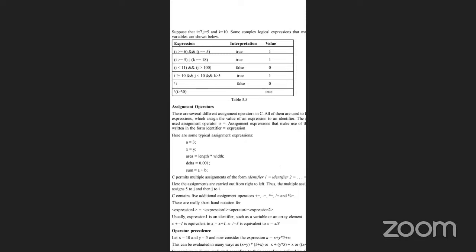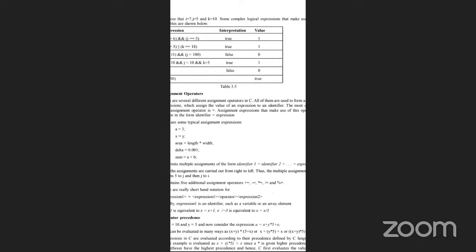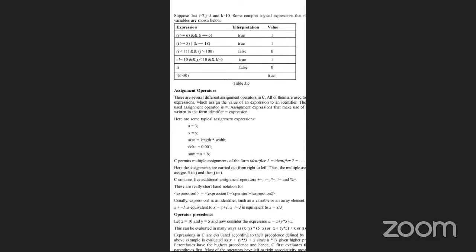Assignment operators. There are several different assignment operators in C. All of them are used in assignment expressions, which assign the value of an expression to an identifier. The most commonly used assignment operator is equal to. An assignment expression that makes use of this operator is written as identifier equal to expression. Some typical assignment expressions: a equal to 3, x equal to y, area equal to length times width, delta equal to 0.001, sum equal to a plus b.